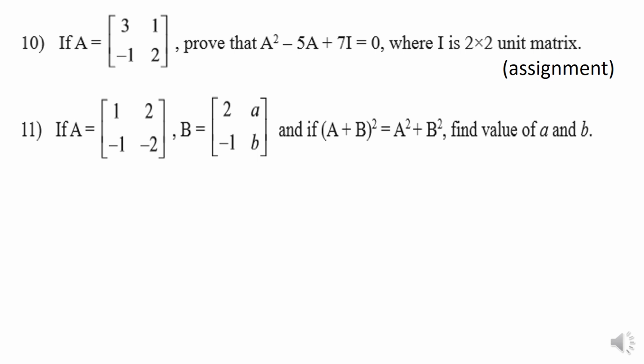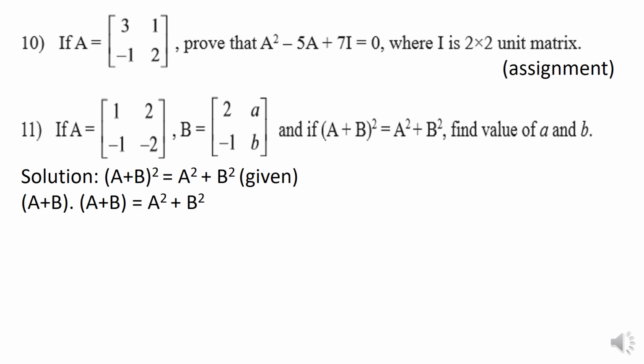They have given us a condition here, that is (A plus B) the whole square is equal to A square plus B square. Now, (A plus B) the whole square is A square plus B square, that is given here. (A plus B) the whole square means (A plus B) into (A plus B). The RHS remains as it is.